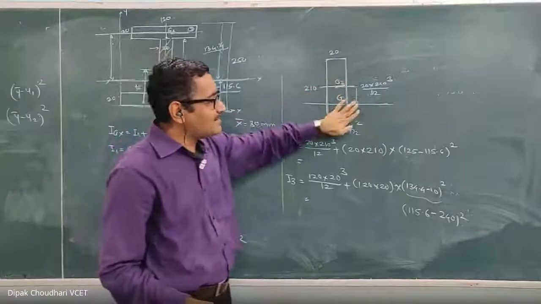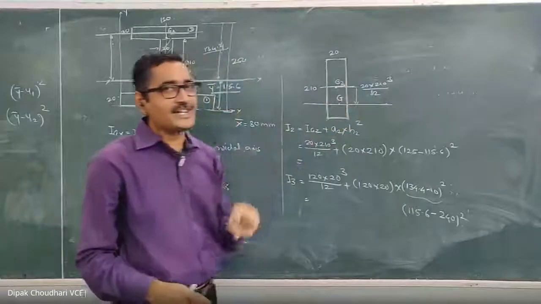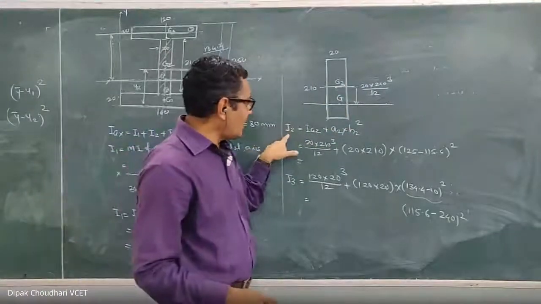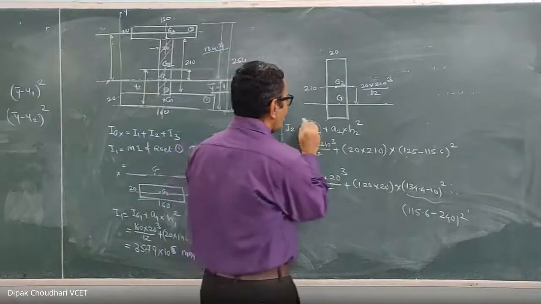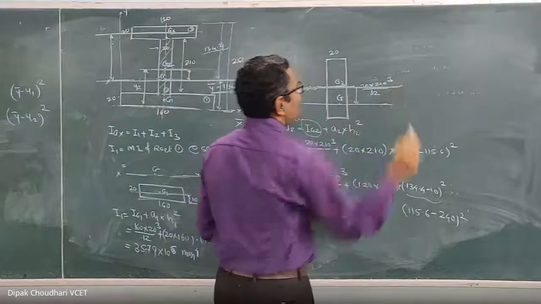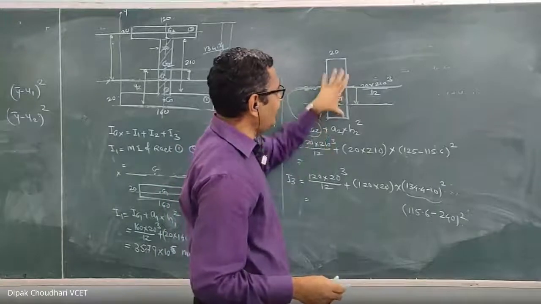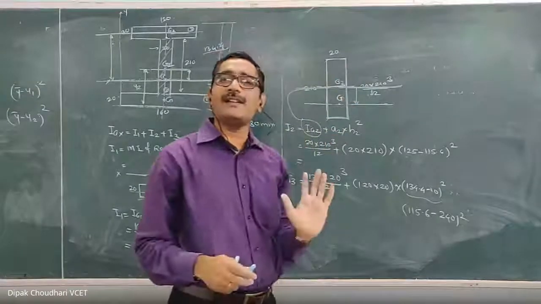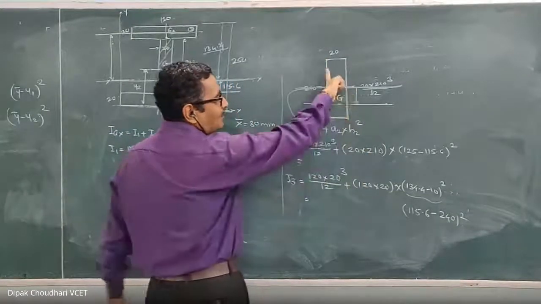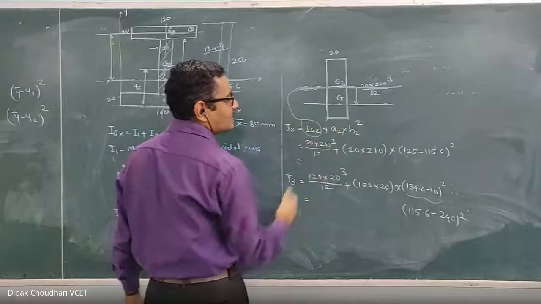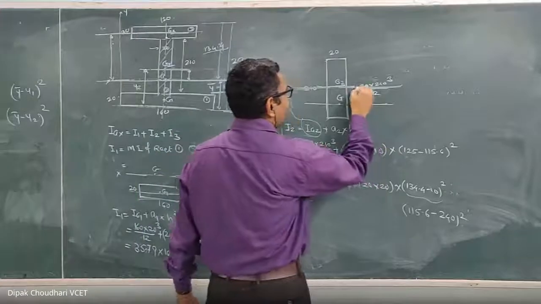So we have to use the parallel axis theorem since this axis does not pass through the centroid of that second rectangle. I2 equals Ig2, the moment of inertia about its own centroidal axis, plus area into square of the distance between the two parallel axes. Ig2 equals BD cube by 12, cube of that side which is perpendicular to the reference axis. So 20 into 210 cube by 12 plus area 20 into 210 into square of the distance between these two.